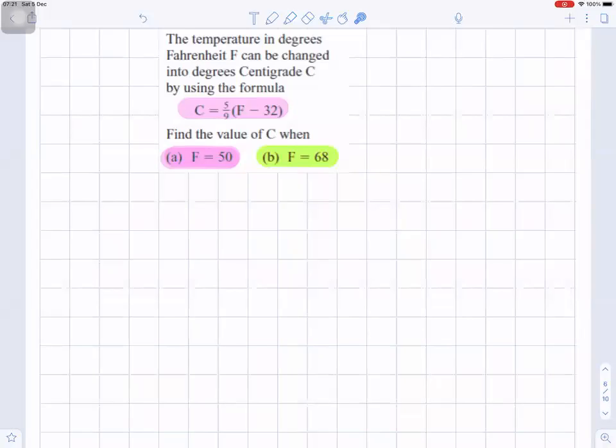The temperature in degrees Fahrenheit, F, can be changed into degrees Celsius (centigrade) by using the formula C = 5/9 (F − 32). Find the value of C when F is 50 and when F is 68.